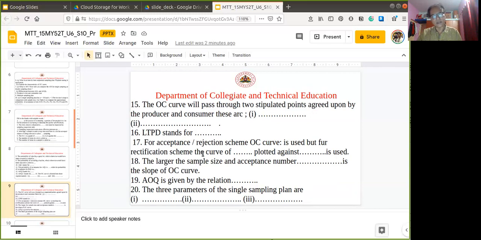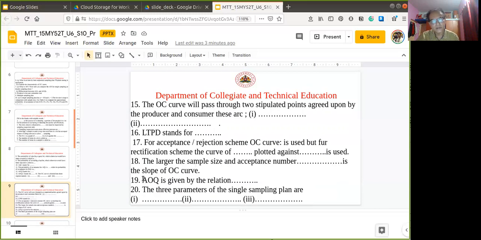Then the 17th says that for an acceptance or rejection scheme, the OC curve is to be used. Then the 18th: for a large sample size and acceptance number, the slope of the curve will be steep. The OC curve will be steep for a large sample size and acceptance number.